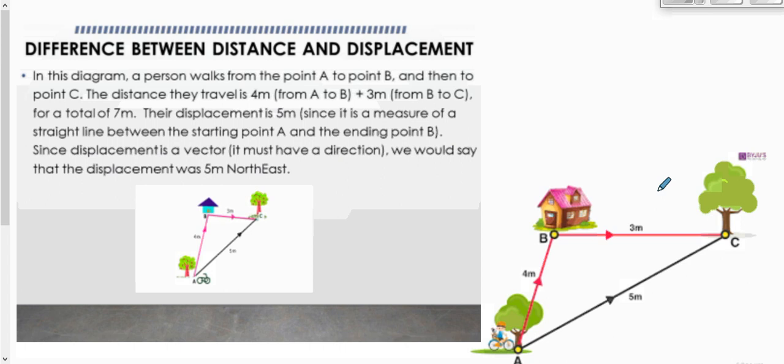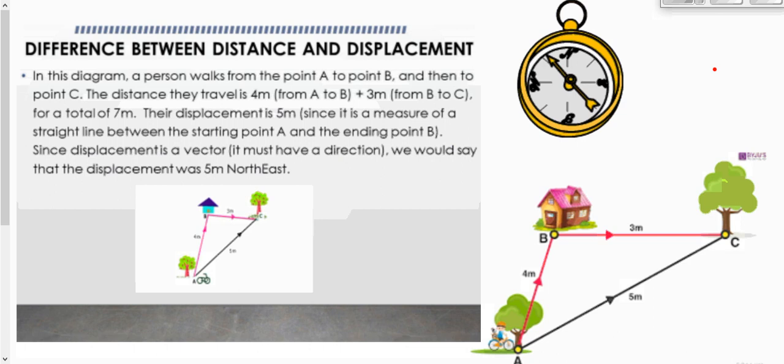Their displacement, however, is much less. Using the Pythagorean theorem, you could figure out that their displacement was only 5 meters. Now, we have to give this a direction as well. And using a compass, we can see that we have moved in a northeast direction. So they have moved, or have displaced, 5 meters to the northeast.